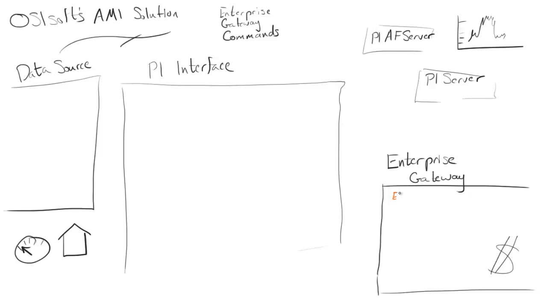Now, the Enterprise Gateway is responsible for communicating with those meters and sending business commands. So things like disconnect this meter, connect this meter, ping that meter, or just demand a read off a meter to get the usage data right now. And it needs a way of taking these commands, these four simple commands, and communicating them to the meters.